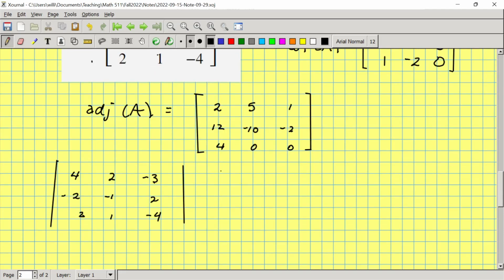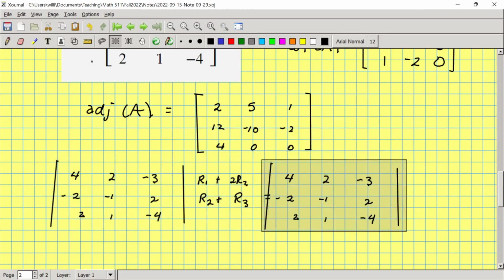Okay. So now I'm going to add to row 1 two times row 2. And to row 2, I'm going to add row 3. And this is not an arrow, this is an equal sign, right? Because type 3 row operations don't change the value of the determinant. So I'm going to make a copy. But I'm changing 2 of the rows.